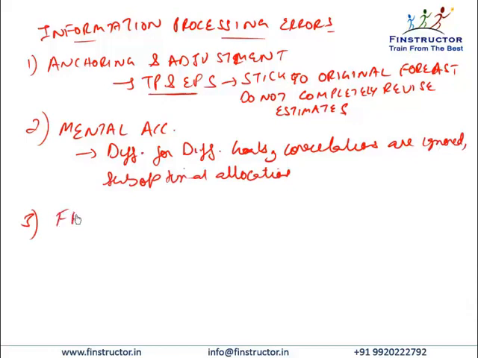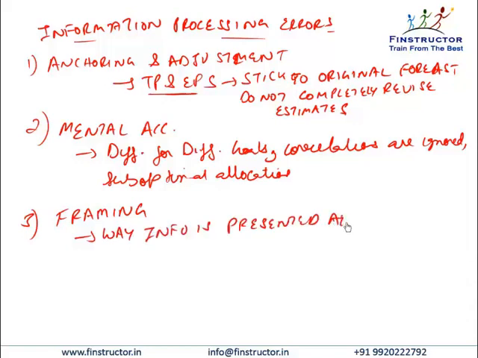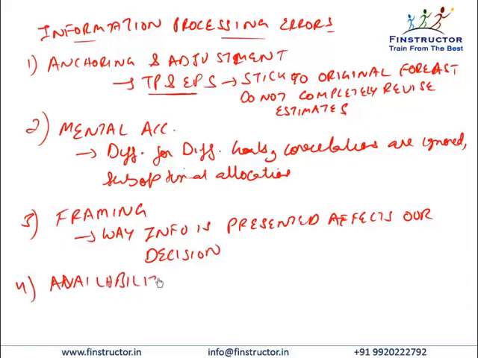The third bias we studied was called framing. That is, the way the information is presented affects our decision. And the last information processing error was called availability. That is, how information will be processed depends on how easily it is available, how familiar the categorization is, and whether or not we have experience with that news before.